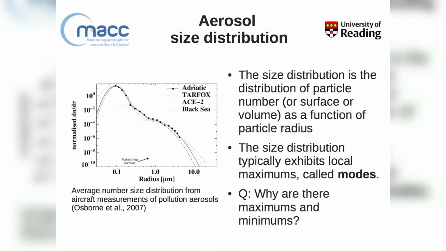First, you see that we work on a logarithmic scale, both in terms of number and in terms of radius, and that's because there is a very large variation in the number of particles in the atmosphere, both spatial variation and temporal variation. And there is also quite a wide range of possible particle sizes.